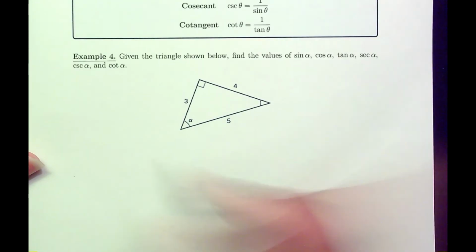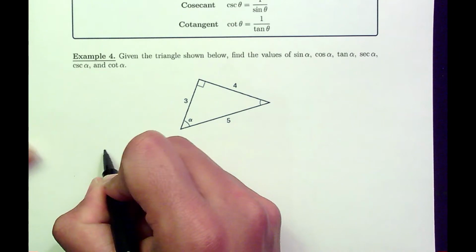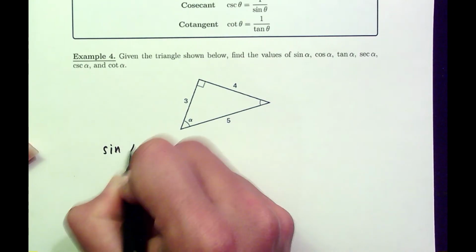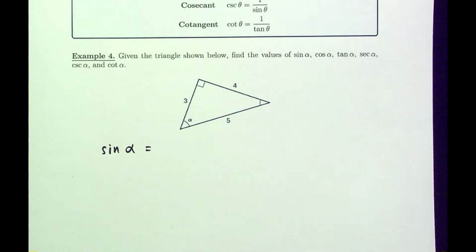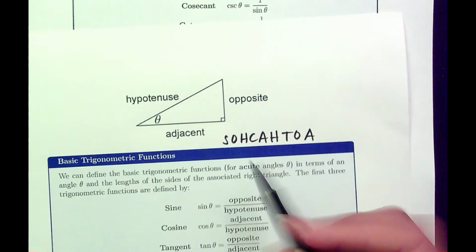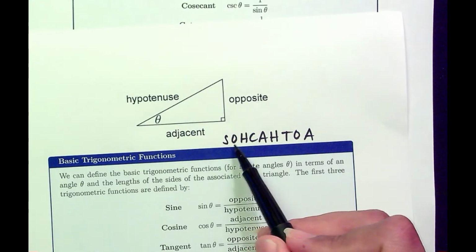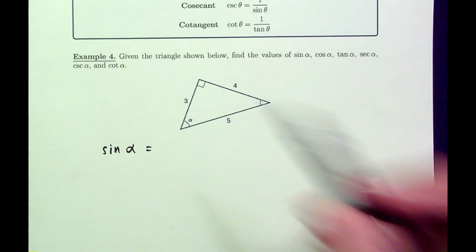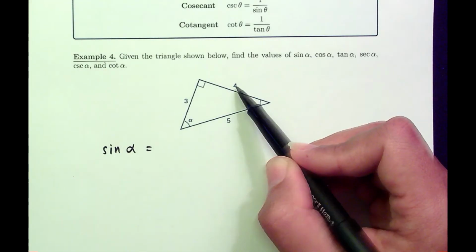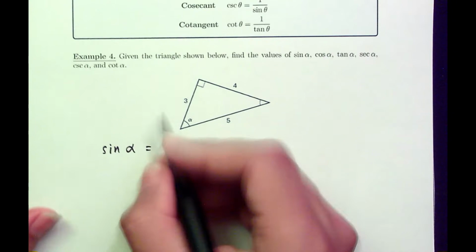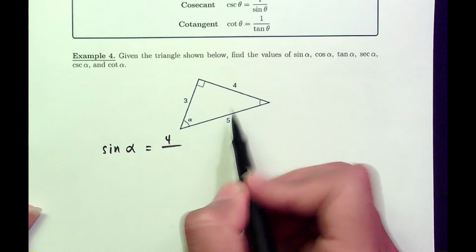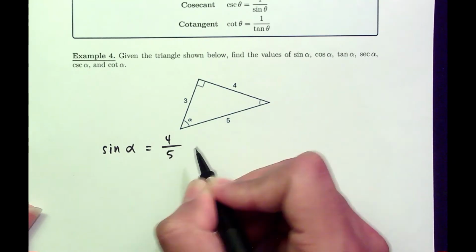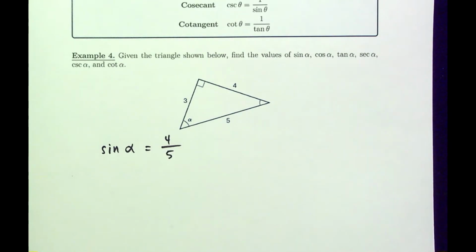All right, so let's start with the first 3, the basic 3. Sine of alpha, cosine of alpha, and tangent of alpha. Sine of alpha, according to the acronym SOHCAHTOA, that's the definition. Sine is opposite over hypotenuse. The opposite is 4, that's the side that is opposite of the angle. So opposite divided by the hypotenuse. The hypotenuse is the biggest one, so that would be 5. So the sine of alpha equals 4 over 5.